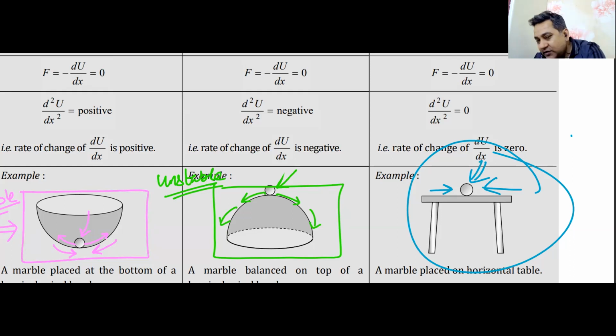The third one is the best one. The neutral one: you reach the top, you stay on top, create a flat surface, always stay there forever. That ends today's class.